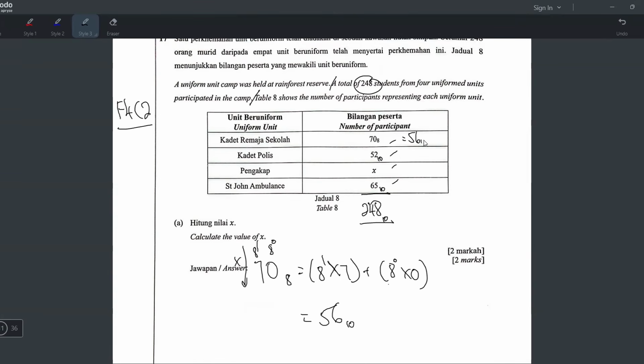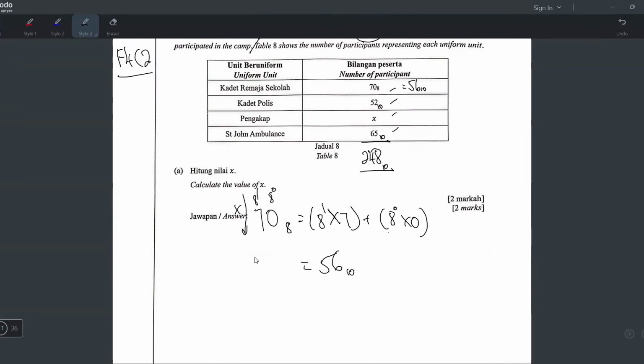So now that everything is in base 10, now you can find your X. Okay, dia tak cakap X ni nak dalam base apa kan? That means you just write in base 10 lah. So just ambil 248 base 10 minus 65 base 10 minus 52 base 10 minus 56 base 10 and with that you will get the X lah. Yeah. So just use your calculator tekan semua. Okay, this one can use calculator sebab dia base 10. Okay, according to my calculator it says 75, so that's the answer 75.